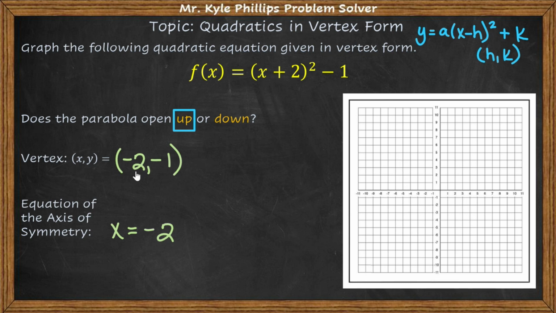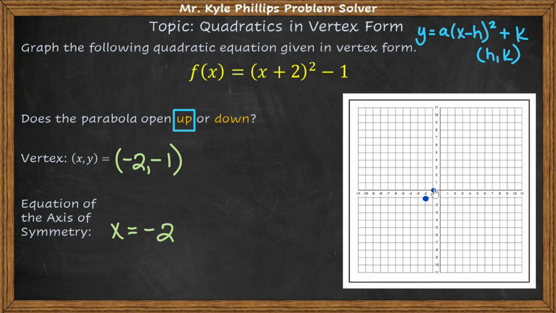So here we're going to go to our vertex, negative 2, negative 1, and put a dot here. And then we know it's going to open up, but we can be a little precise in our drawing because it's really easy to plug in values. Let's start going to the right. Let's say I plug in negative 1. What's negative 1 plus 2? Well, that's 1. 1 squared is 1 and 1 minus 1 is 0.